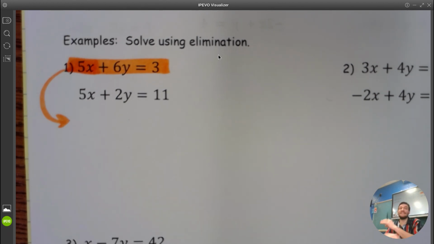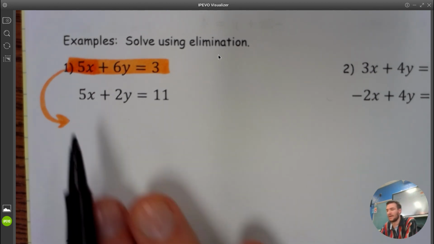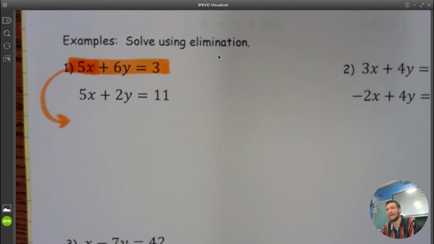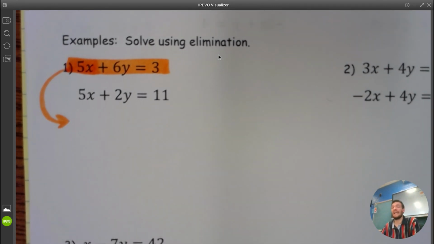This is basically the only new step today, so I'll explain it one more time before we do it. Top equation, rewrite it, change every single sign. If you only change one sign, it's wrong. If you only change 2 signs, it's wrong. You have to change every single sign, which is not hard to do.